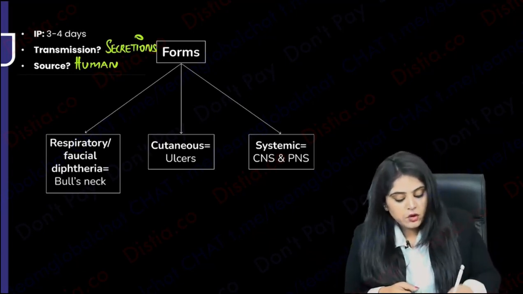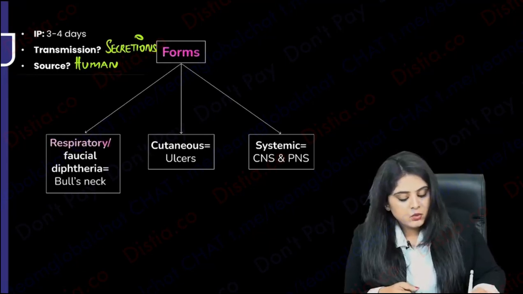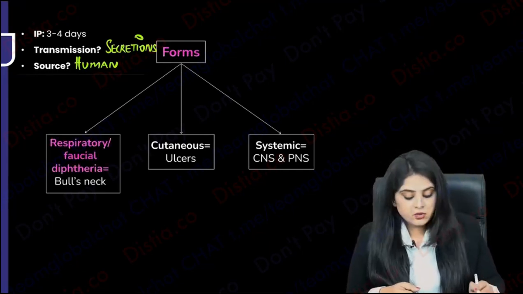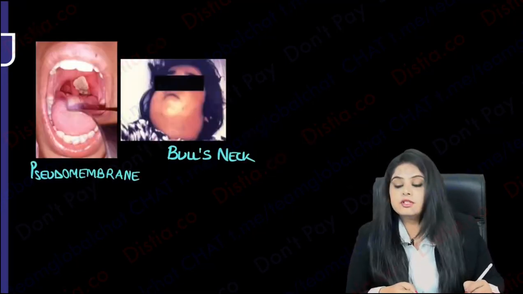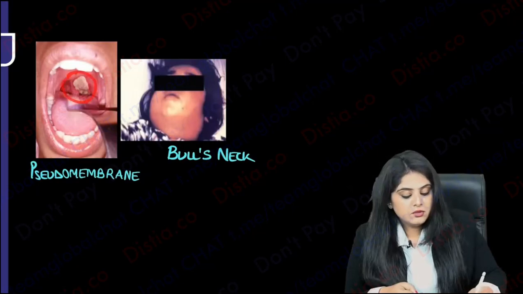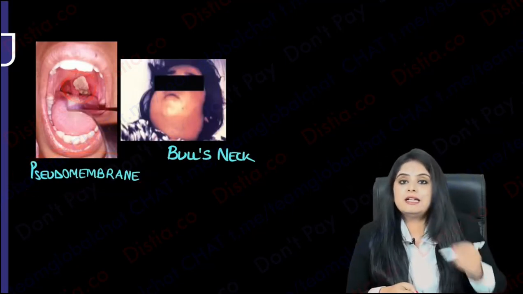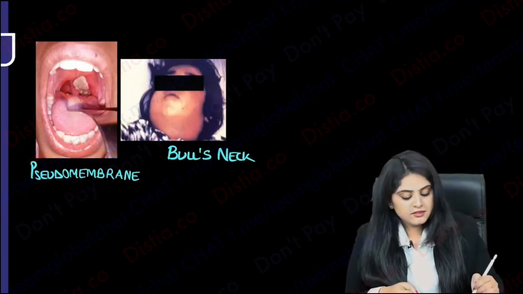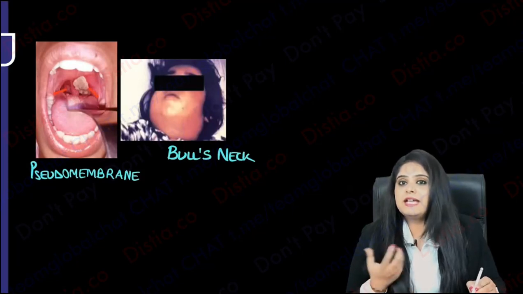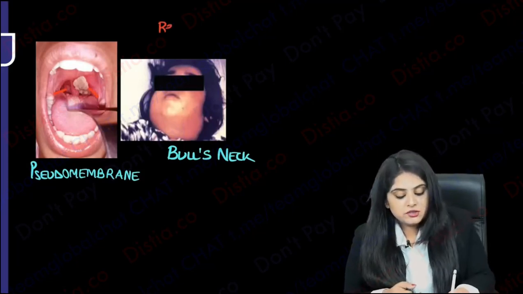So what are the different forms of diphtheria that we have? The most common form is the respiratory or the faucial diphtheria. Let me show you a picture of this respiratory or faucial diphtheria. You can see there is a pseudomembrane present in the soft palate and the mouth region. So that is why we said it is respiratory. If it's present over the larynx or the soft palate, it can cause a problem in respiration. So this is the respiratory or the faucial diphtheria.